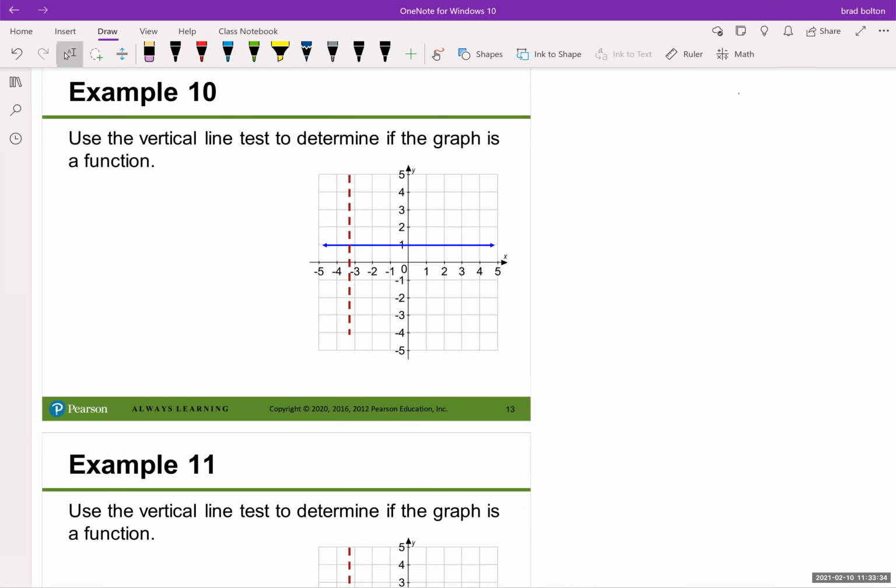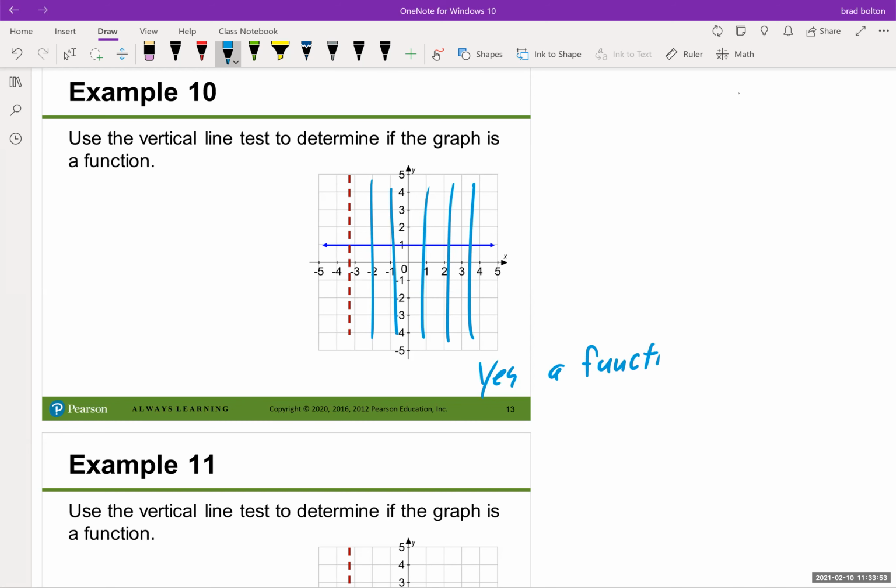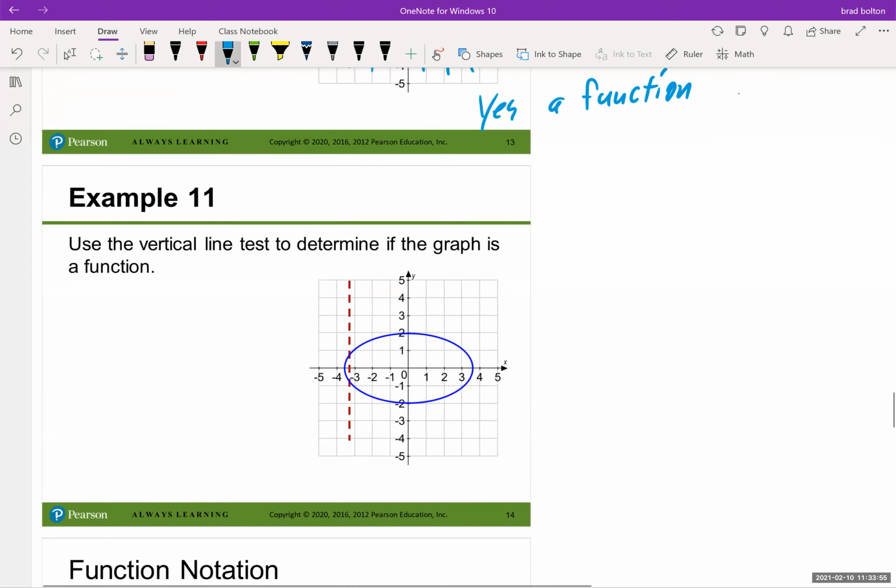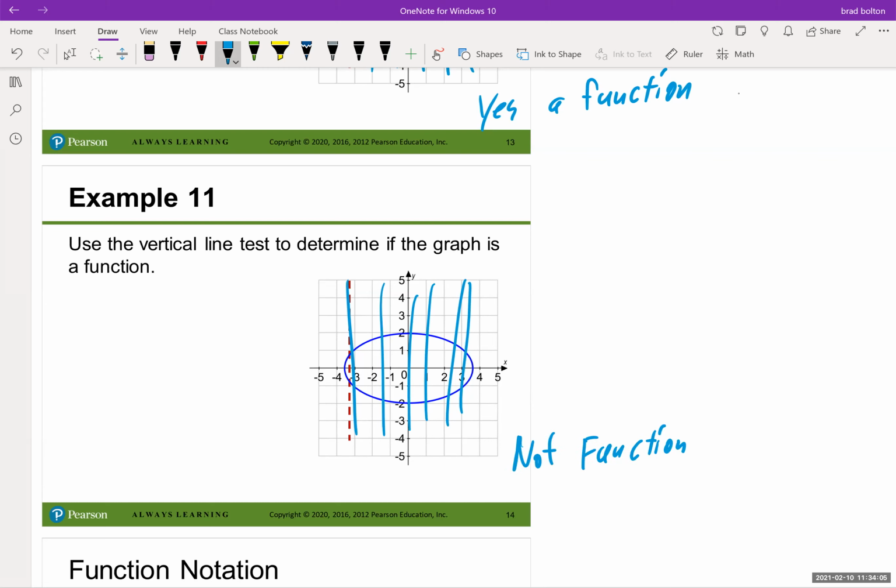Once again, you guys have graphing calculators. We'll talk about that later on, how to graph on the calculator. So use the vertical line test to determine if the graph is a function. Vertical line, vertical line, always a function. So yes, a function. I want you to see how nice this is. Here's an ellipse. I could have drawn it there, there, there. Any of those places shows me it's not a function. It only has to happen once for it not to be a function, but I have an infinite amount of ways I could draw it.